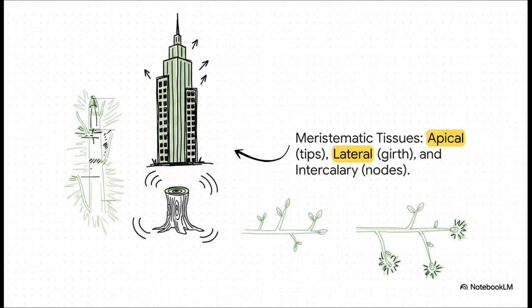So where does all this growth happen? Well, mainly in three places. You have apical meristem right at the tips of the stem and roots. This makes the plant grow taller. Then you've got lateral meristem on the sides, which makes the plant grow wider or thicker. And intercalary meristem is found near the nodes, helping new leaves and branches pop out.